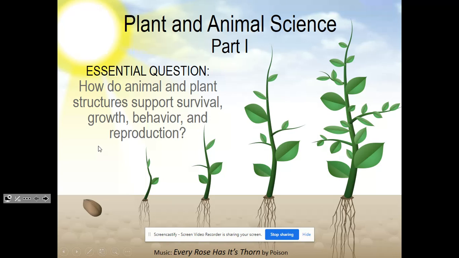We're going to find out how do animal and plant structures, the way they're shaped, the things about them, support their ability to survive in the wilderness or wherever. How does it help them grow, how does it affect their behavior, and to reproduce, to make more of them. So that's what we're going to study, how do plant and animal structures support their survival. So get that question down, and we can pause if we need to.